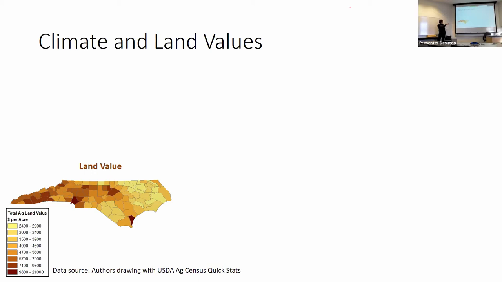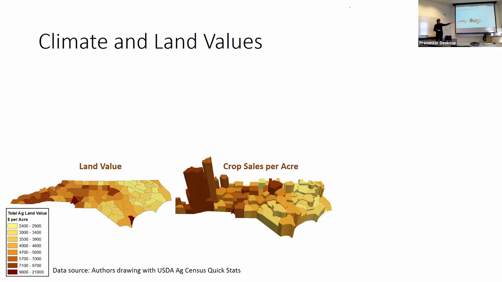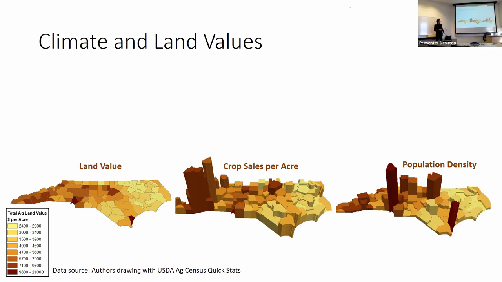Why is that? Well, ag land is going to have two components to it. One is going to be crop sales per acre, the amount of value you're getting off your land per acre. The other is going to be the opportunity cost or the option value of the land, that is converting it into city. So we've got these two potential uses.